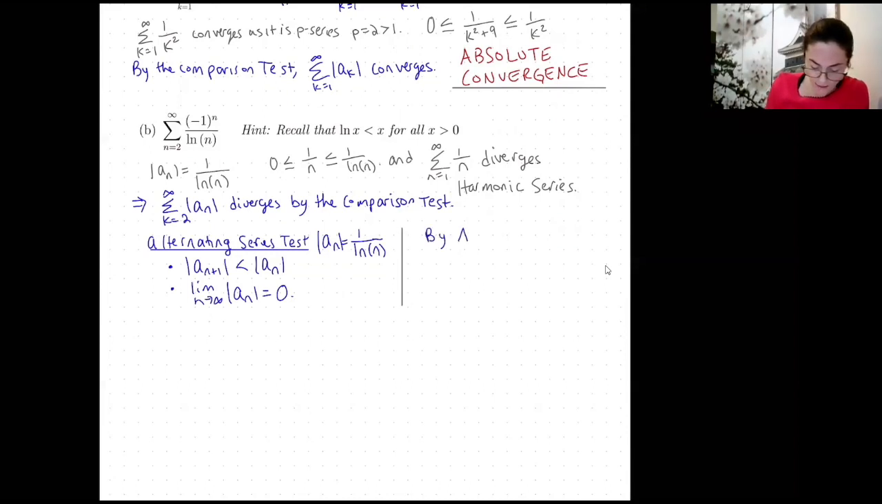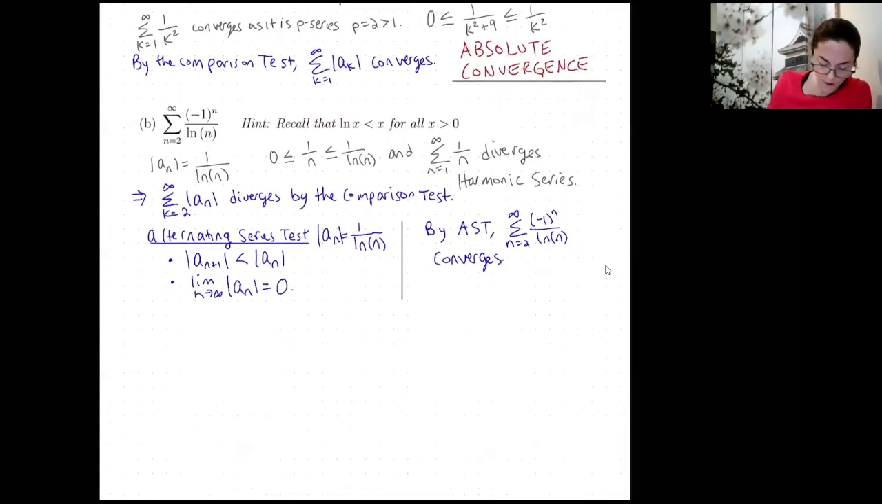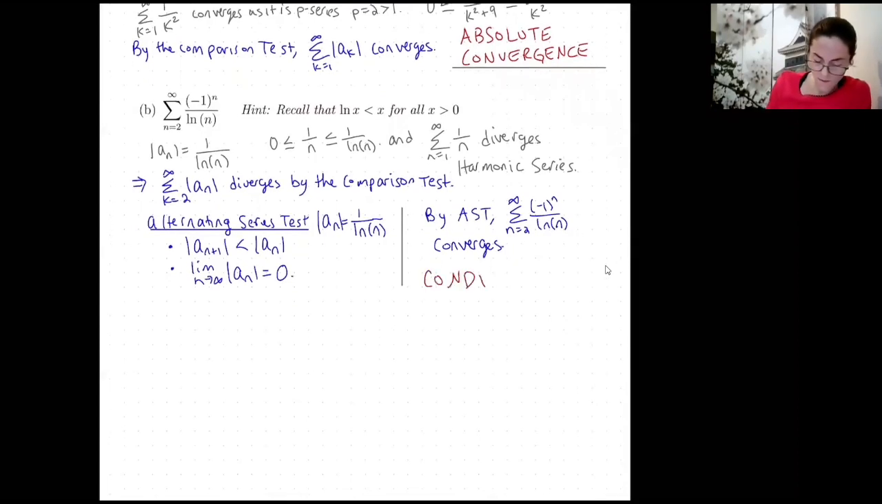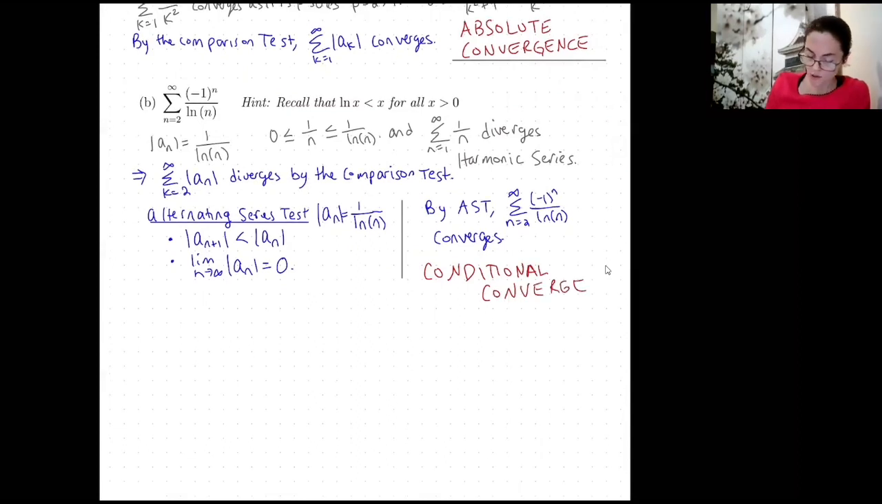And then we have our conclusion. By the alternating series test, the sum n equals 2 to infinity of (minus 1)^n over ln of n converges. And so we get conditional convergence. This is exactly what conditional convergence is. It's when you take the absolute value of the terms and that series diverges, but the series itself, using the alternating series test, converges.